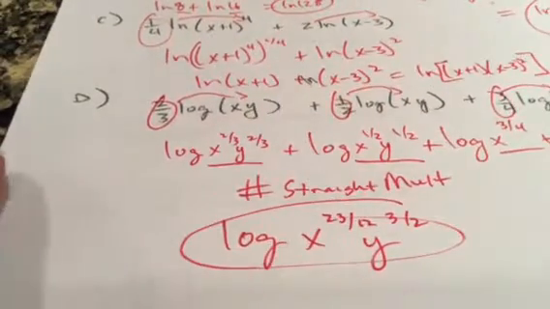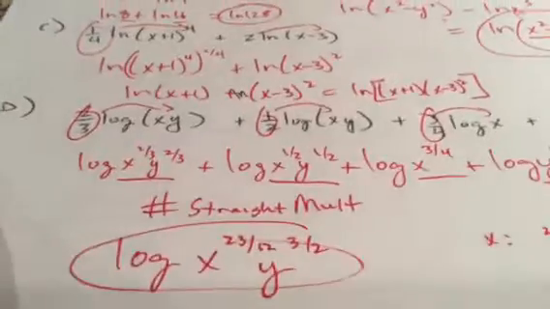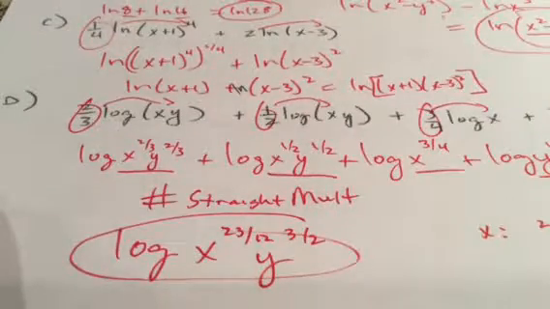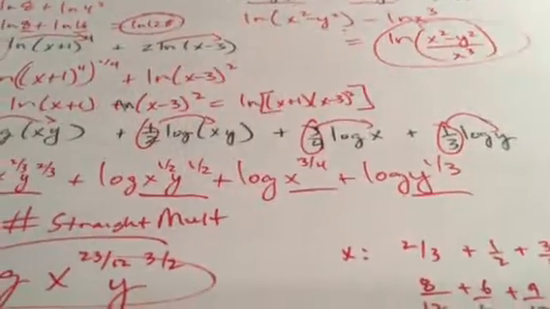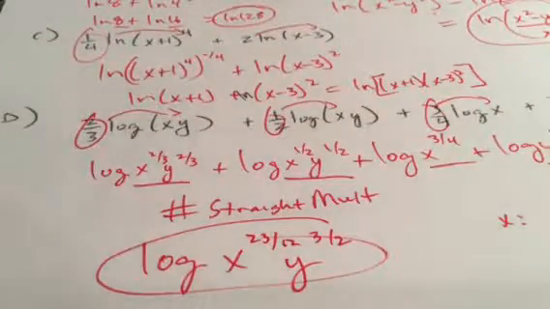All right, for C. And D, you had something like that on your homework. So 2/3 times 1 times 1, that's now going to be log 2/3 y to the 2/3. Same thing here. It's a power for both x and y. And then 3/4 is the power for x, and then 1/3 is the power for y. As I said, hashtag straight multiplication.